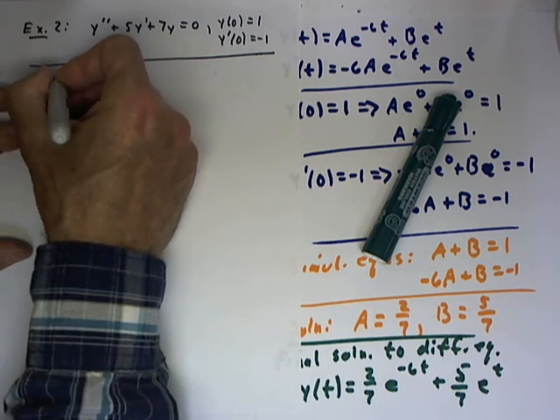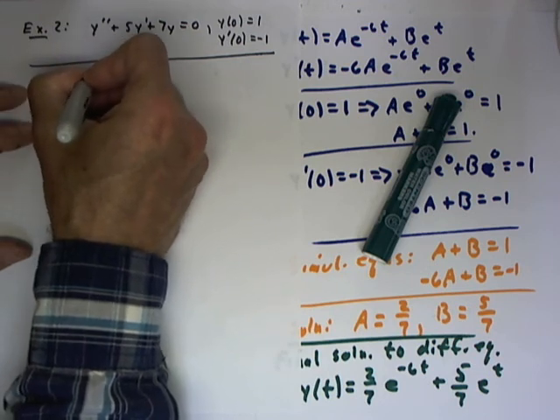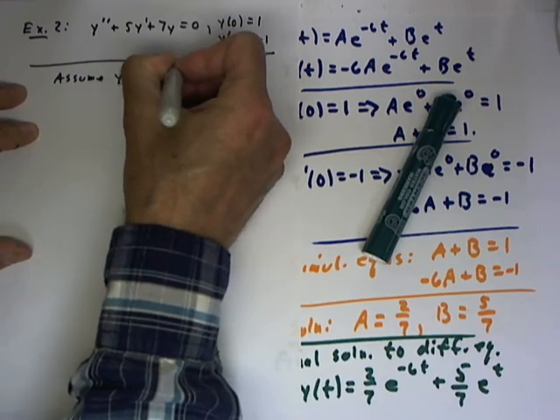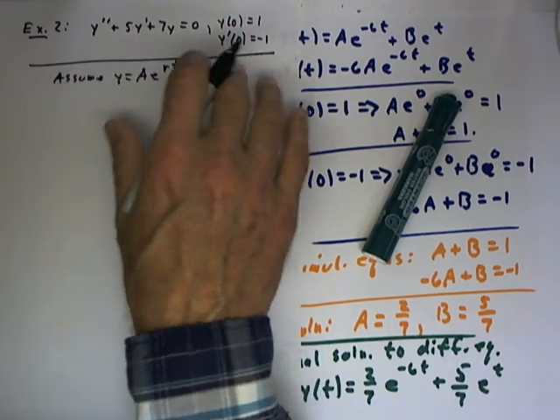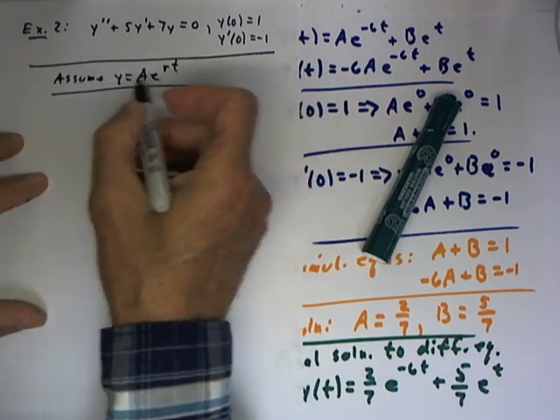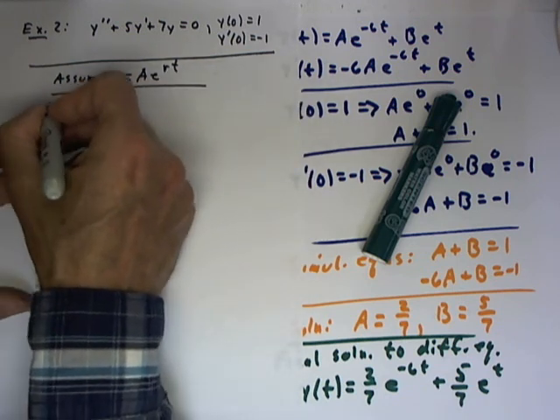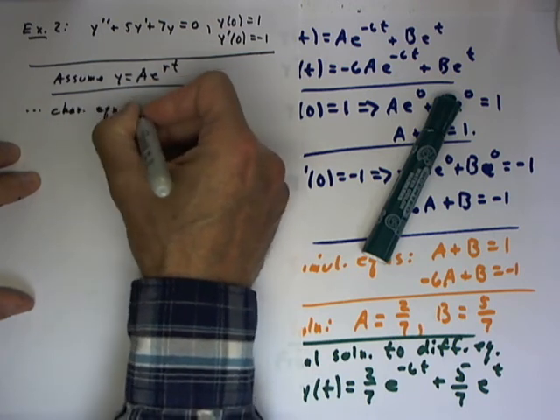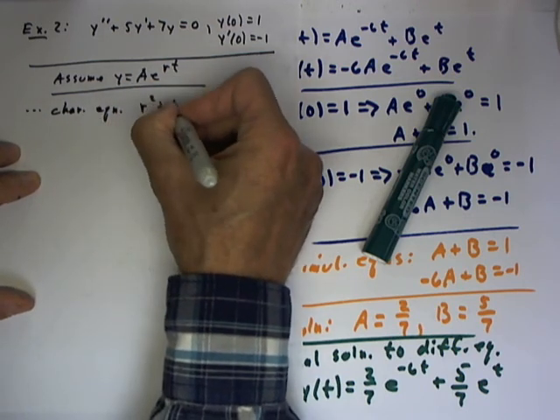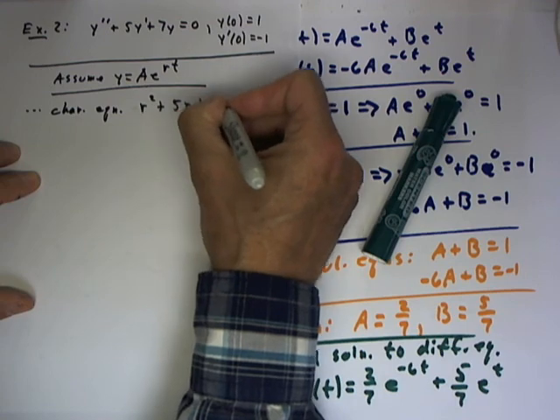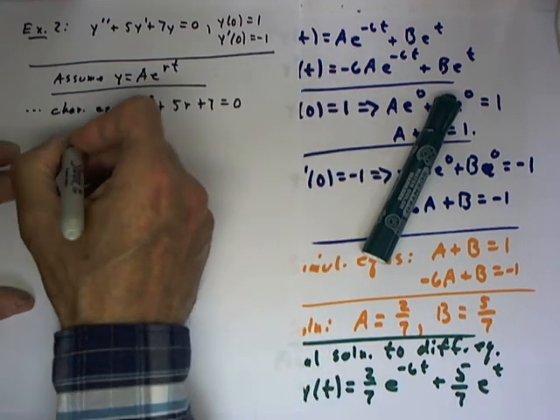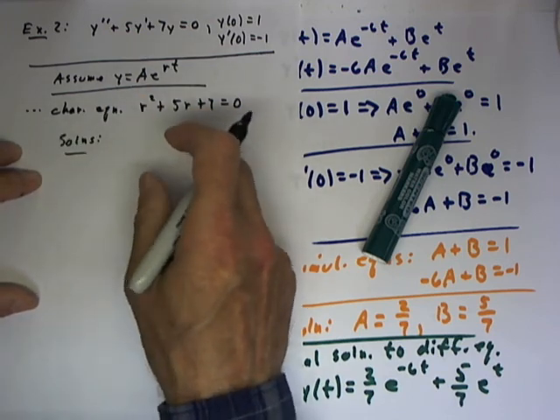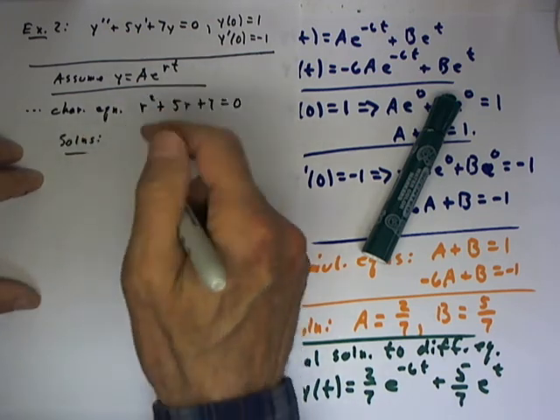So we assume y equals a e to the rt. And I'm not going to write out all the details here. We get the characteristic equation r squared plus 5r plus 7 equals 0, with solutions, we're not going to factor this one. We're going to have to use the quadratic formula.